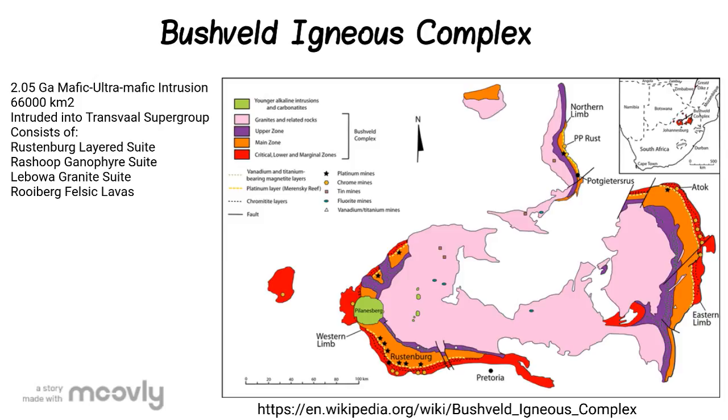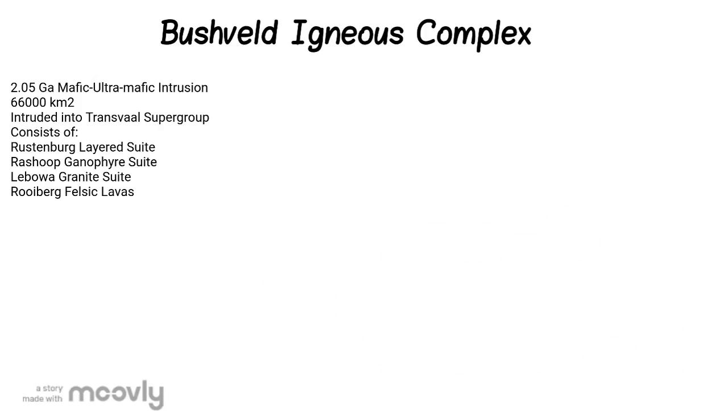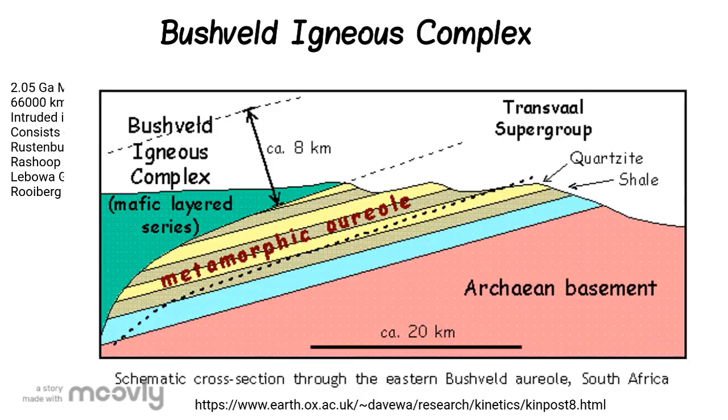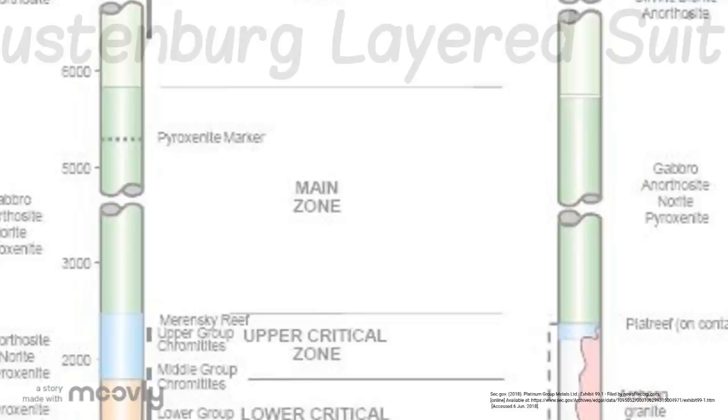It comprises the underlying Rustenburg layered suite, overlain by the Rashoop granophyre suite, the Lebowa granite suite, and covered by the Rooiberg felsic lavas. It boasts the world's largest reserves of platinum group elements, with vast quantities of iron, tin, chromium, titanium, and vanadium. Within the contact metamorphic aureole, it hosts the world's largest andalusite resources.